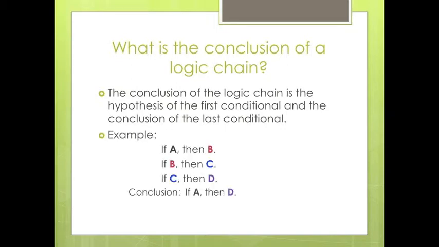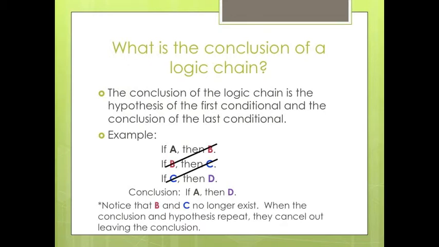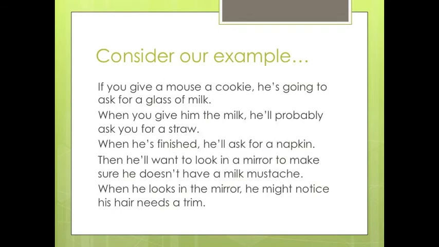Let's consider our A, B, C, D example from earlier. If we take the hypothesis from the first and the conclusion from the last, the conclusion of the logic chain is if A, then D. Notice that when we are looking for the conclusion, parts that have been repeated, in this case B and C, are no longer present. When the hypothesis and conclusion repeat, they cancel out, leaving only the two pieces that do not repeat.